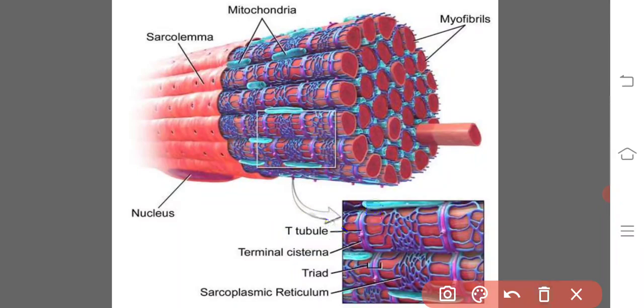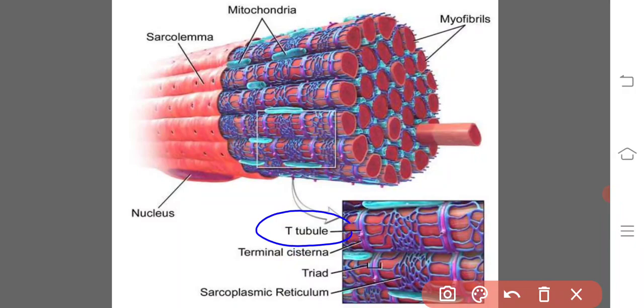Each and every T-tubule opens to the outside of the fiber. They are filled with interstitial fluid. Muscle action potential travels along the sarcolemma and through the T-tubules, quickly spreading the action potential throughout the muscle fiber. This kind of arrangement ensures that an action potential excites all the parts of the muscle fiber at essentially the same instant.